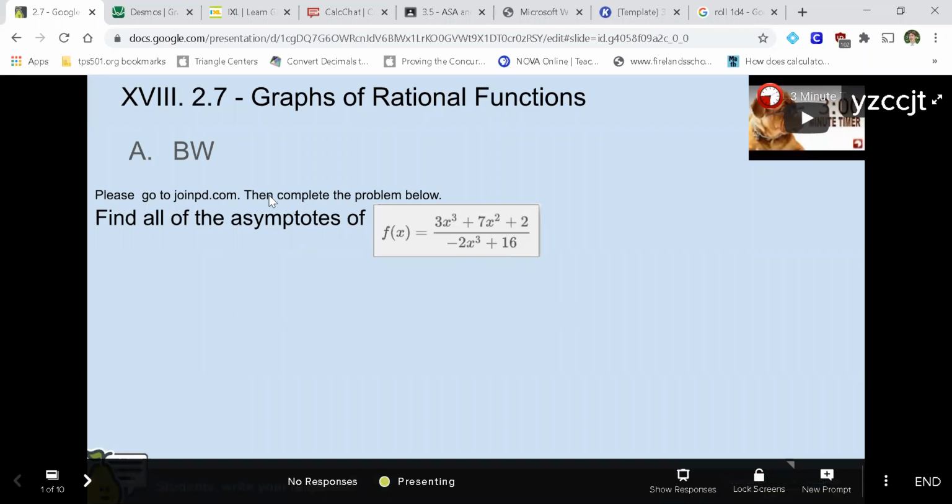No. All right, here's the bell work for today, at least, though. You need to find the vertical and horizontal asymptotes of this function. I'll give you 3 minutes, and then we'll go over it.